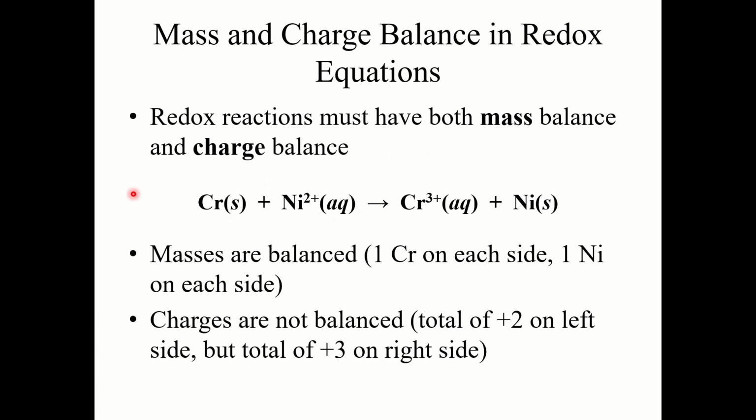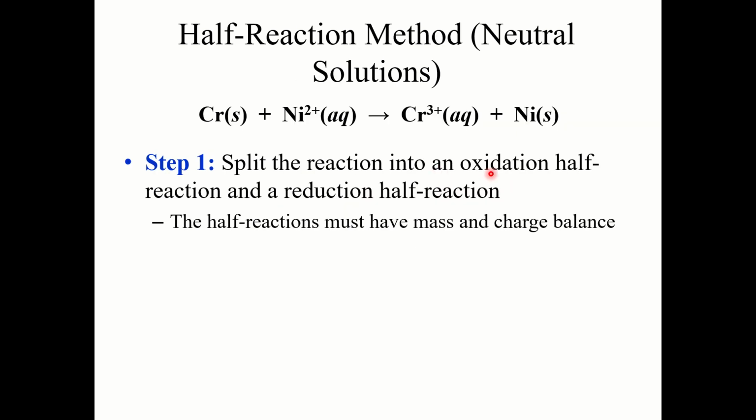Suppose I give you this redox reaction where we've got solid chromium plus nickel ions forms chromium ions and solid nickel. These redox reactions must have mass balance, right? The equations must be balanced, just like we've seen earlier in this chapter, but they must also have charge balance. If we take a look at this, the masses are balanced. We've got one chromium on each side, one nickel on each side, but the charges are not balanced. We've got a +2 on the left, and chromium is providing a +3 on the right. The charges aren't balanced.